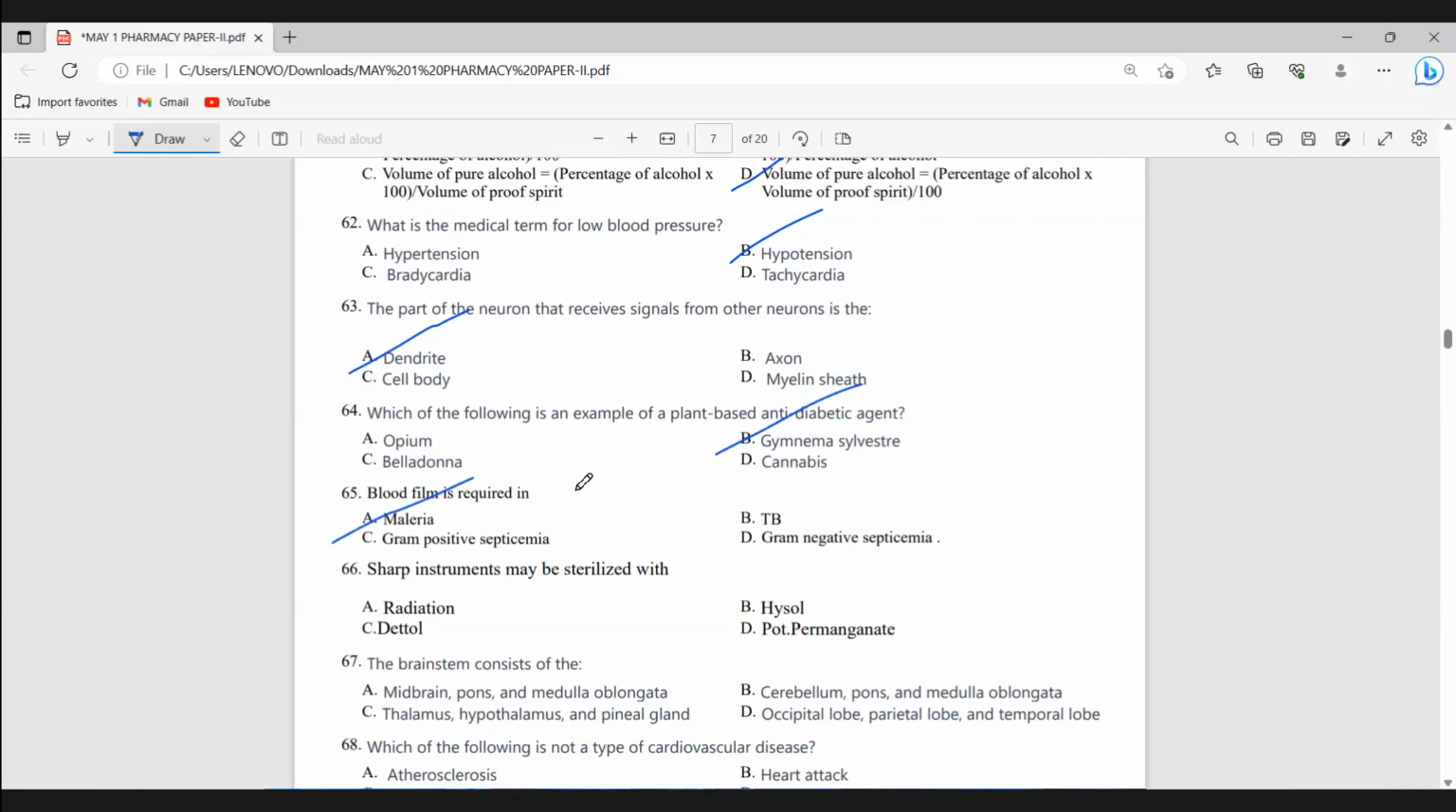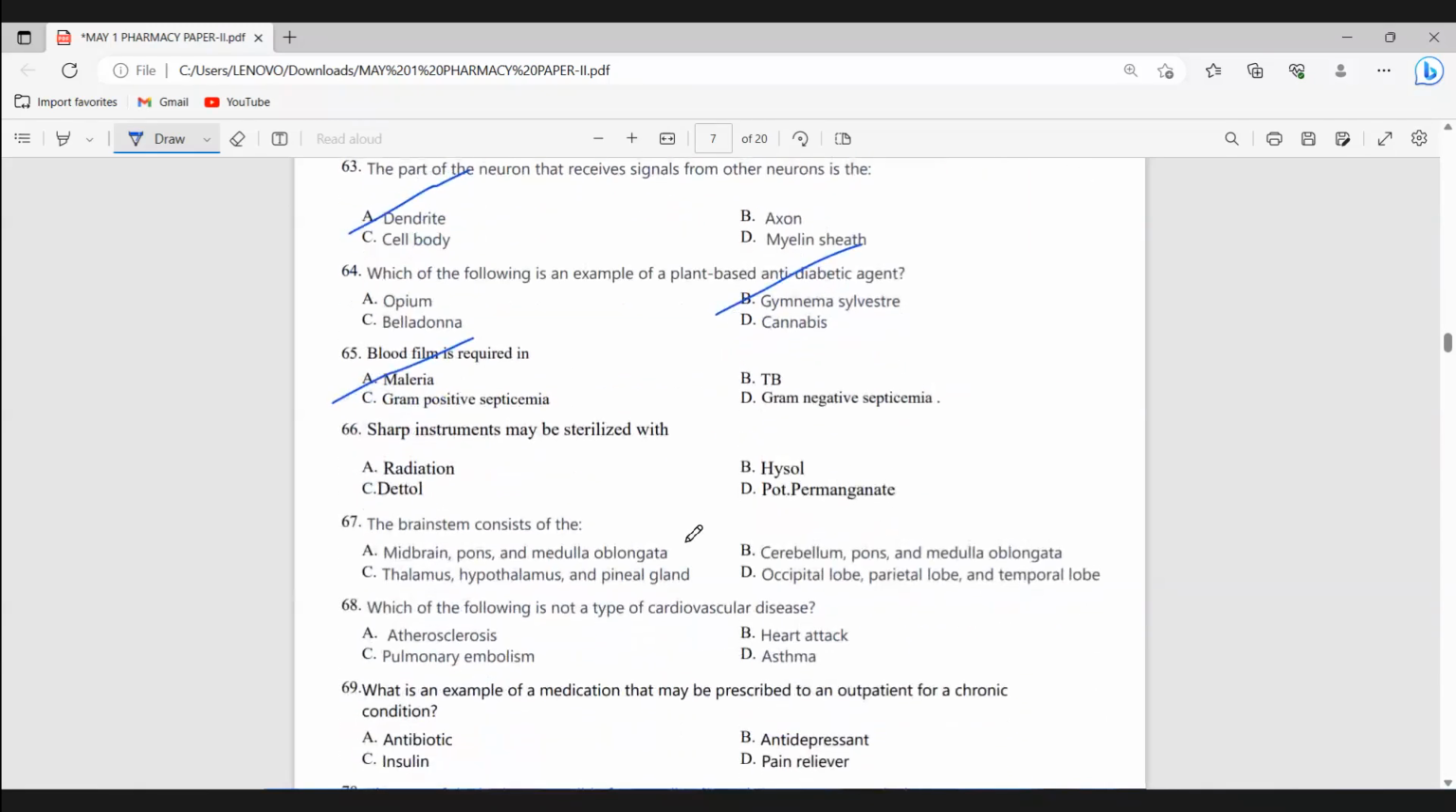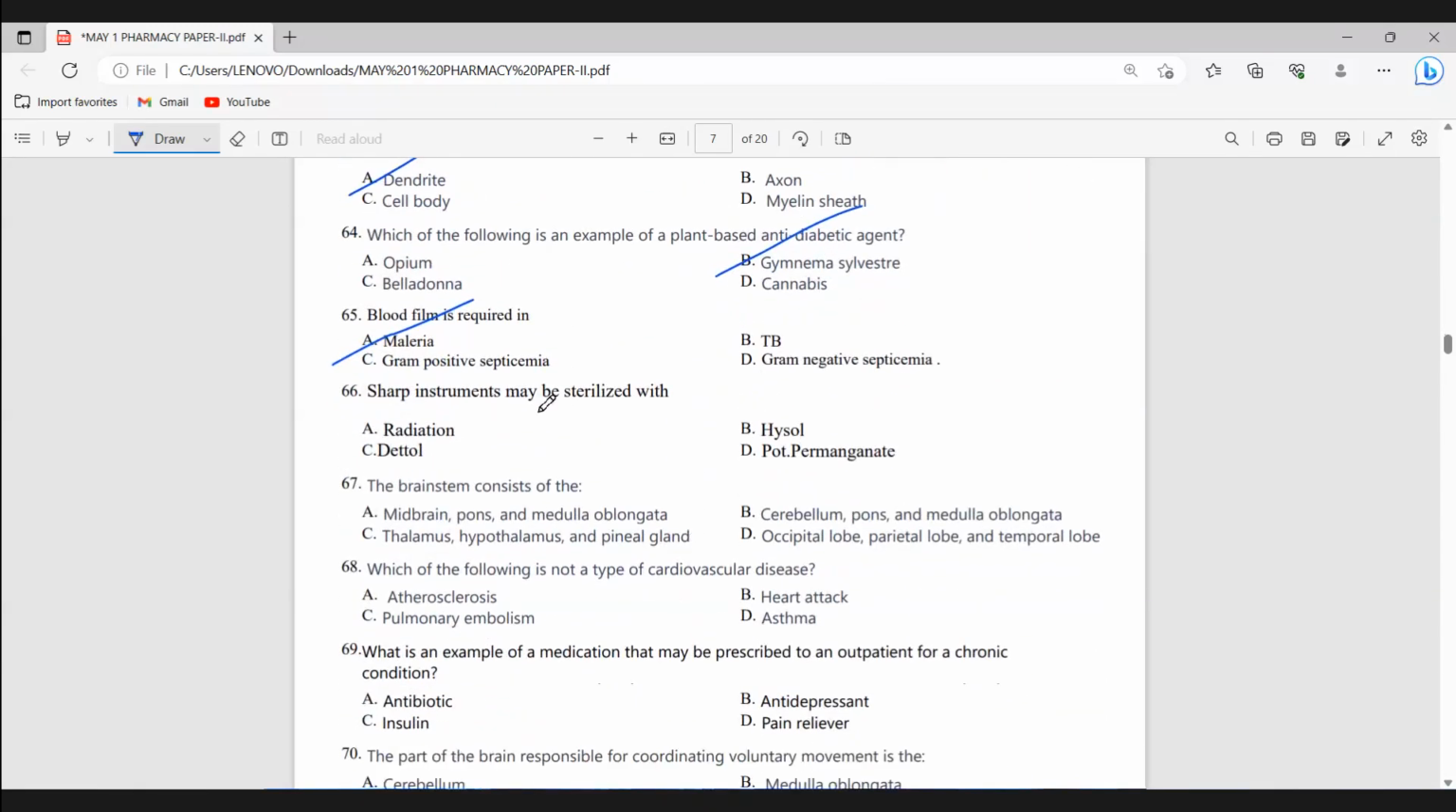in malaria. Then sharp instruments may be sterilized with. Sharp instruments are sterilized with, none of these. They are sterilized by autoclaving, dry heat sterilization. Even radiation can also be used.